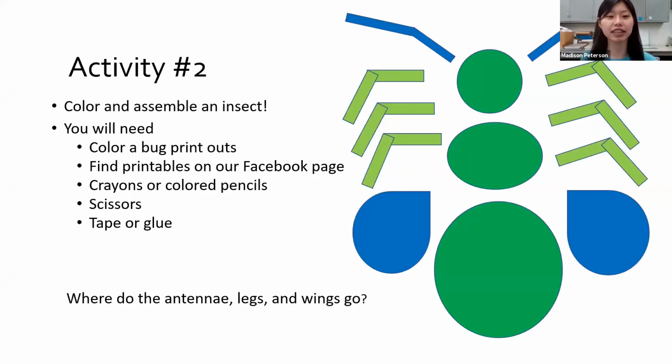And then a second activity is going to be color and cut, and then assemble an insect. And so if you go to our Facebook page, we have a Google Drive folder that we have shared, and all the activities and materials will be put into that folder. So these are some printables, and you can cut out the different parts of this insect. And your challenge is to figure out where the antennae, the legs, and the wings go. Which body segment will they go?